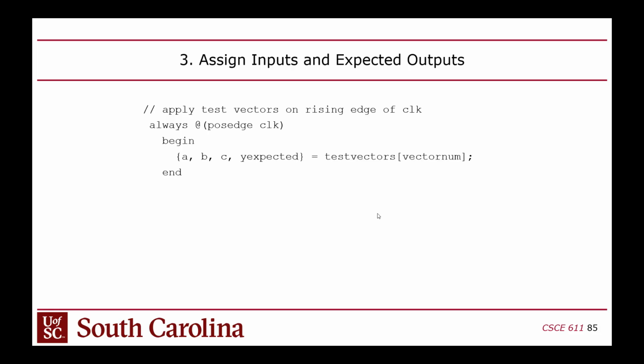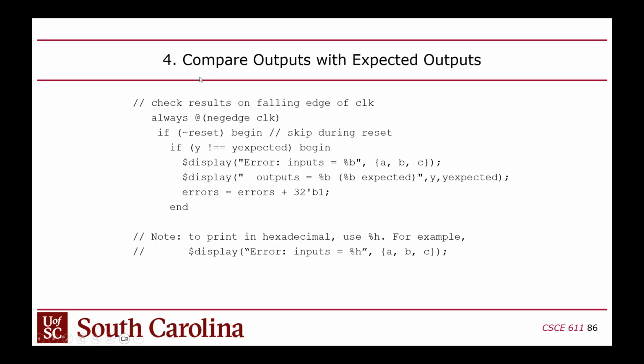And then there's an always at posedge clock, and it's deliberately set up as posedge clock because it's going to take each test vector in turn, because vector num, remember, is a counter that gets initialized as 0, and it's going to assign it to A, B, C, and Y expected. And then there's another always statement.